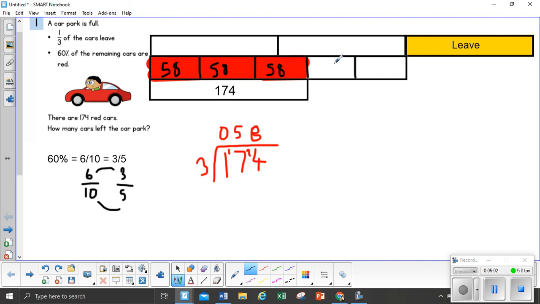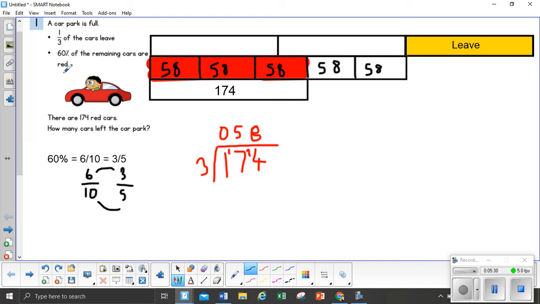It also means that these two here are worth 58 because we changed our numerator here to 5, so there are 5 parts in the whole. We know what 3 parts are worth. Because we know what 1 part is worth, we also know how many cars weren't red.